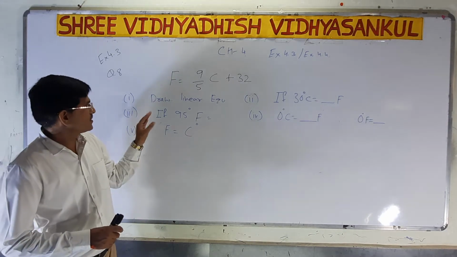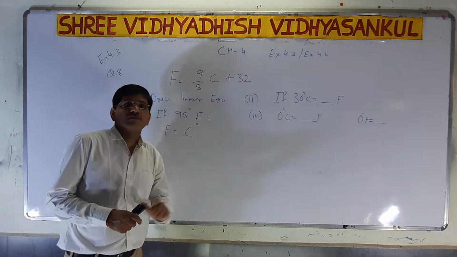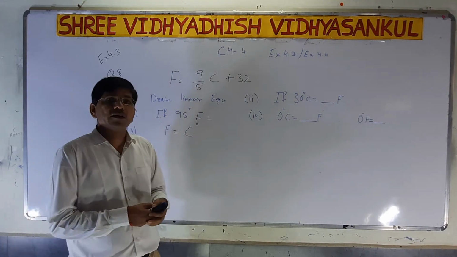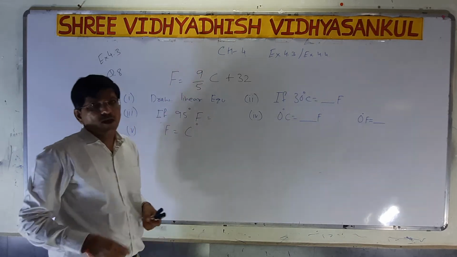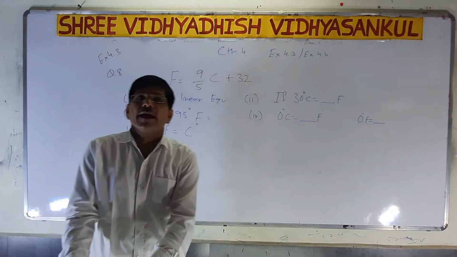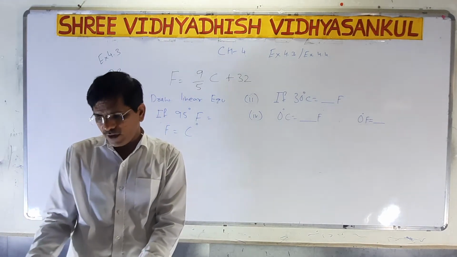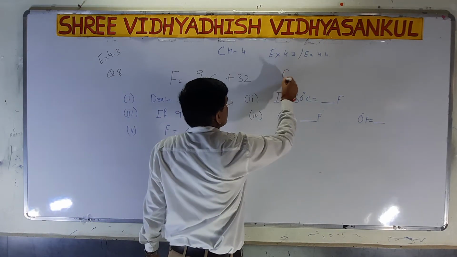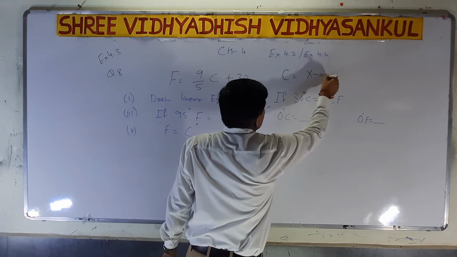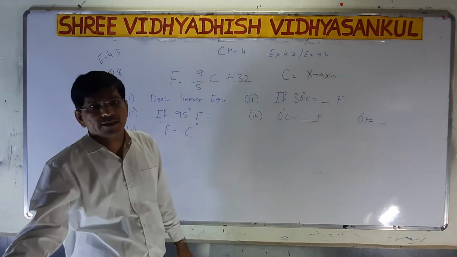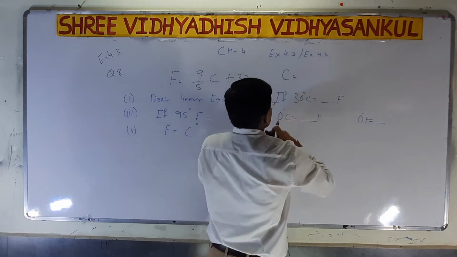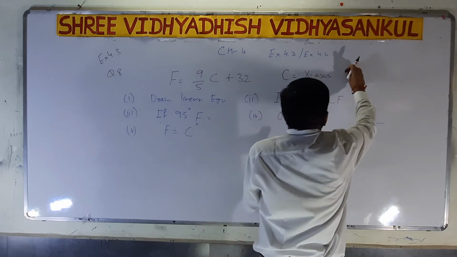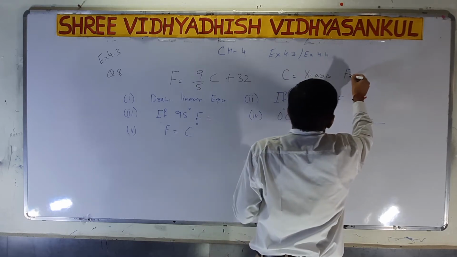Now we start question 8. There are 5 sums related to it. The first sum is to draw the linear equation graph of the given question. We take Celsius as x for the x-axis, and Fahrenheit as y for the y-axis.